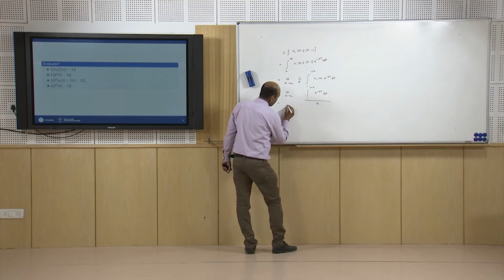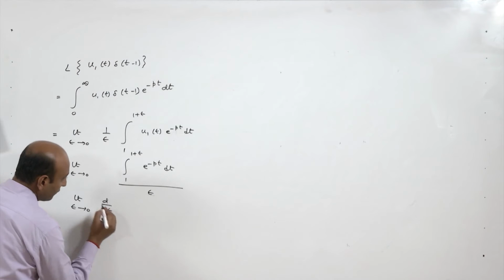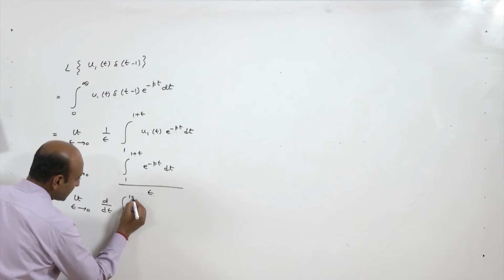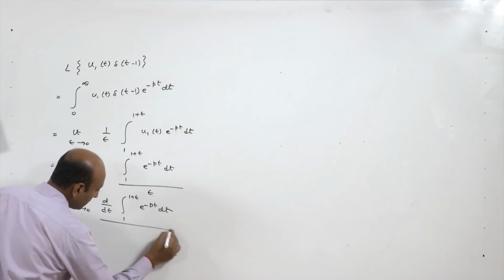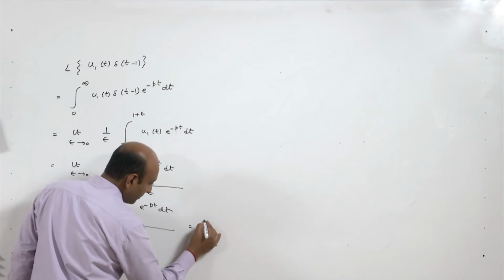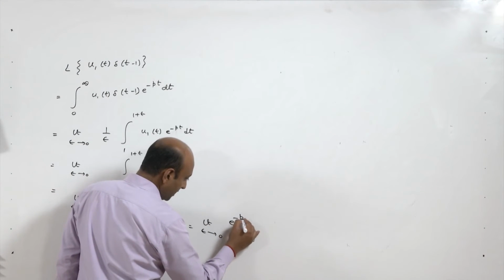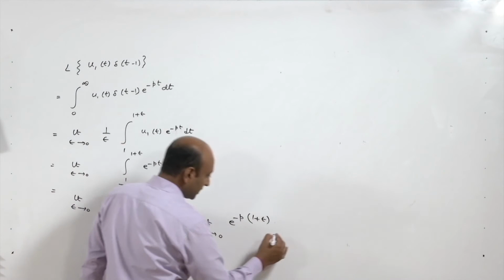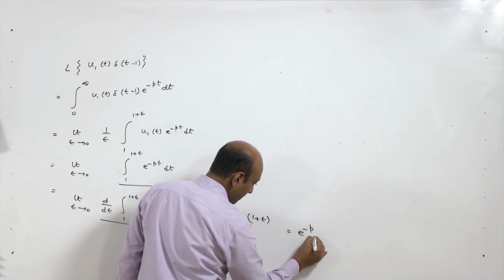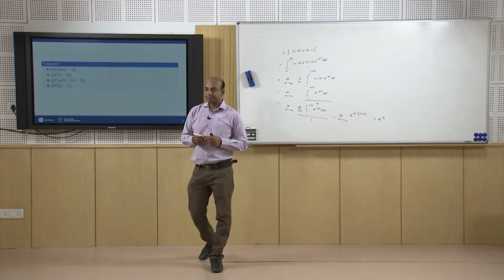So, it is nothing but limit epsilon tends to 0 of d by d epsilon of the integral from 1 to 1 plus epsilon of e power minus pt dt upon 1, which is nothing but limit epsilon tends to 0 of e power minus p, where t is 1 plus epsilon, and it is nothing but e power minus p. So, that will be the Laplace transform of the first problem.